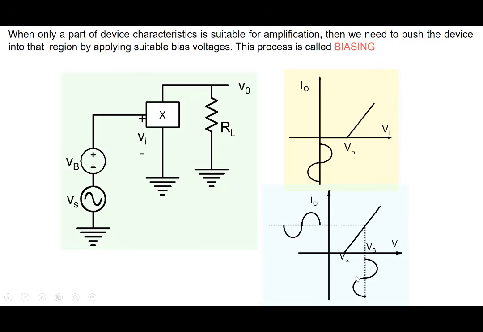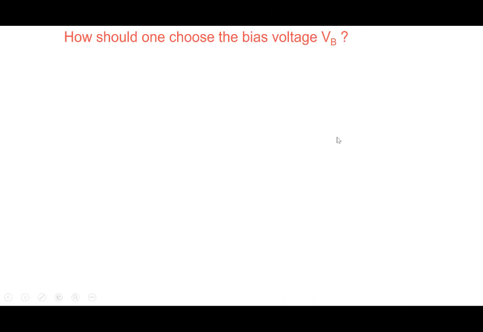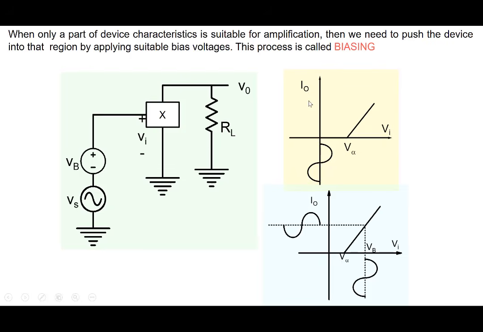The signal is on top of the other one. And now the transistor responds to that particular signal and amplifies it here. So the next issue is, fine, we need Vb to operate in this particular region here. The issue is, how should we choose Vb? What should be a suitable value of Vb?